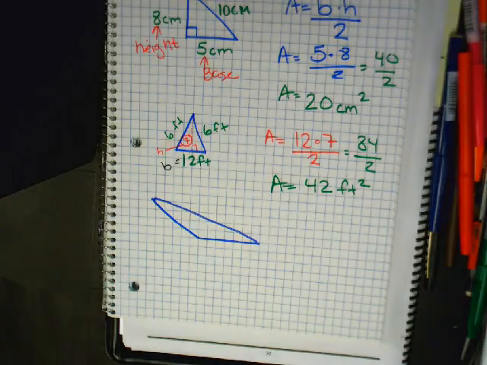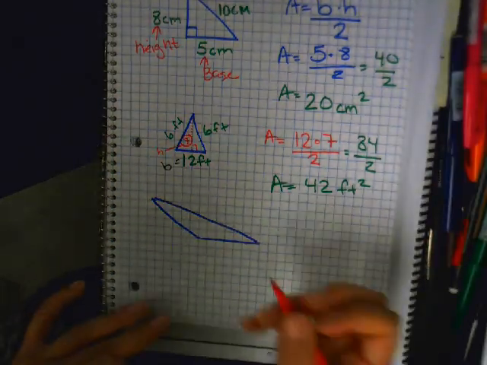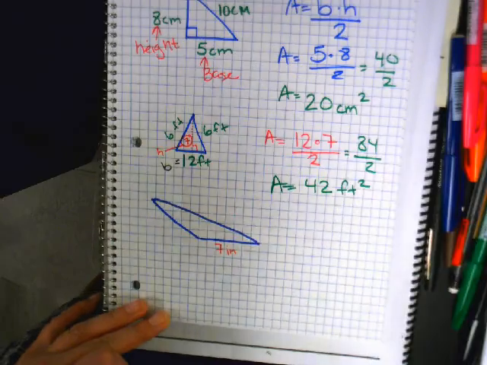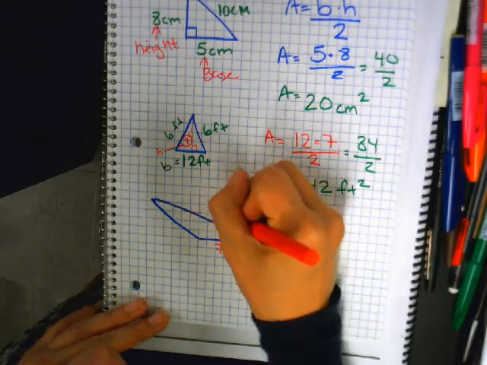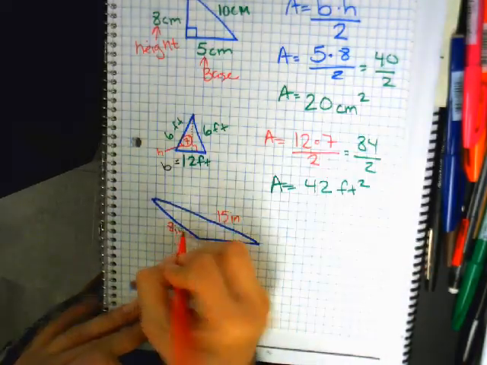So this is an obtuse triangle because it has an obtuse angle. This one was called a right triangle, and this one's called an obtuse triangle. All right, we're going to say this is 7 inches, 15 inches, and 8 inches.